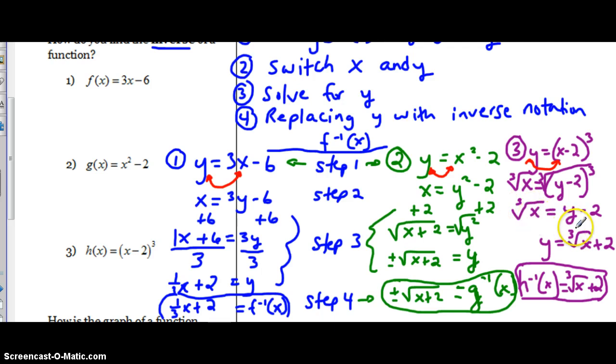And now to get y by itself, we add 2 to both sides, and we get y equals the cube root of x plus 2. Last step is replacing y with the inverse. In this case, it's h to the negative 1 of x, and that equals the cube root of x plus 2. So I went ahead and circled all my answers. There's my inverse for g and my inverse for f.